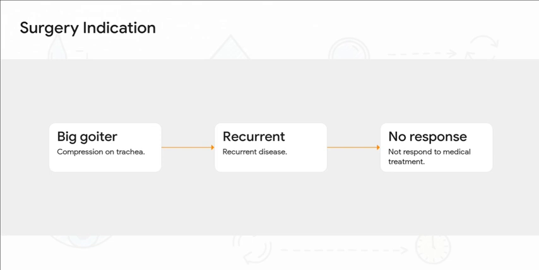Second, if a patient has a recurrent disease that just keeps coming back after cycles of medication, definitive surgical removal is indicated. And third, if the patient simply is not responding to the medical treatments we outlined earlier, the physician has to abandon the medical route and move straight to surgery to resolve the hyperthyroidism for good.